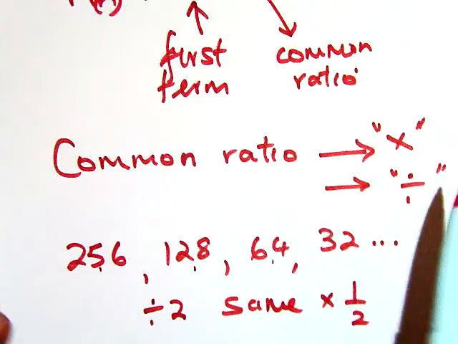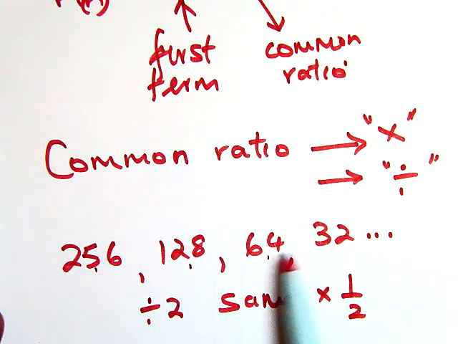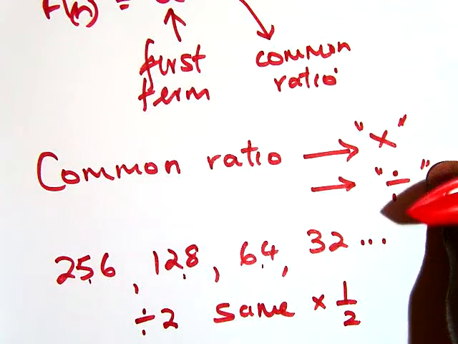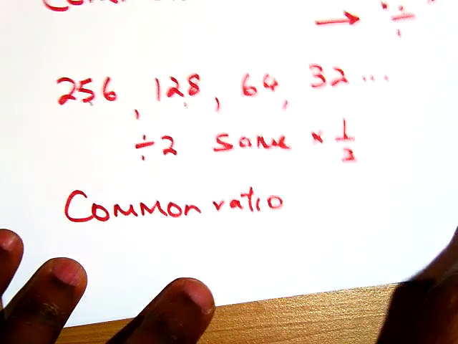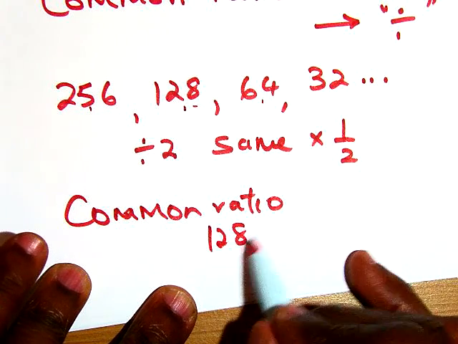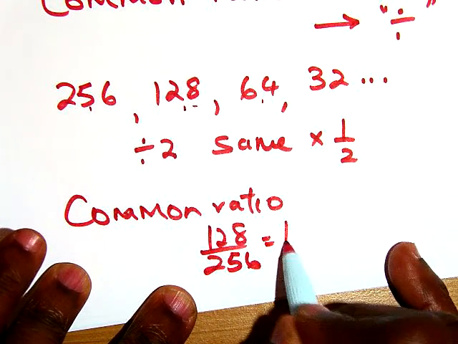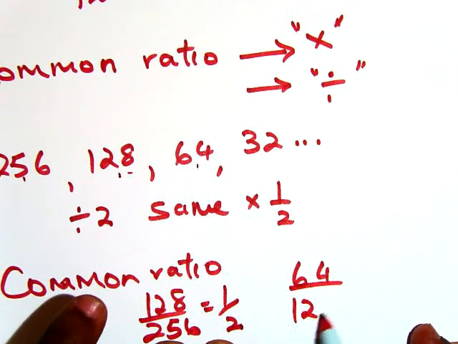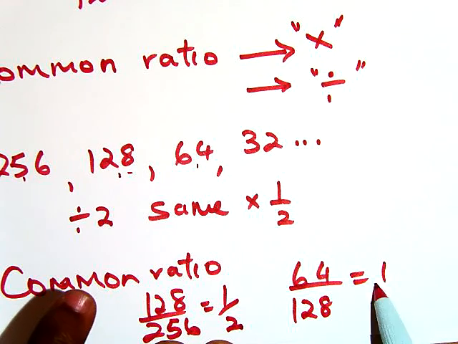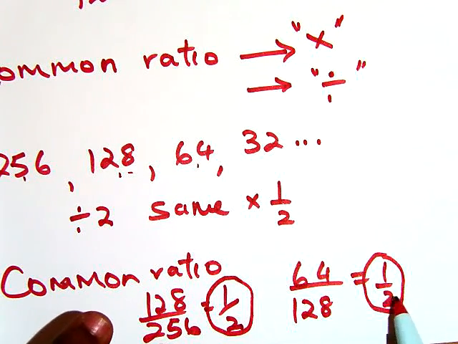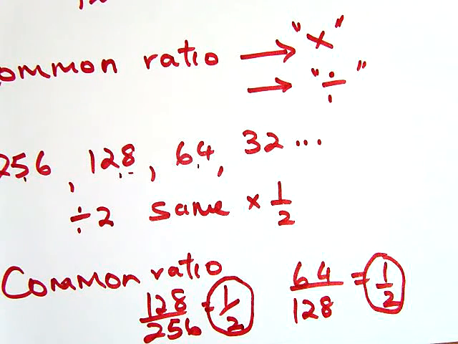So given these numbers here, 256, 128, 64, and 32, how can I find the common ratio? The common ratio is found by taking any term and dividing it by the previous term. So if I take 128, divide it by the previous term, 256, that's equal to 1/2. If I take 64 and divide it by the previous term, the term that's before it, that's equal to 1/2. So each time the common ratio is multiplying by 1/2, which we said is the same as dividing by 2.